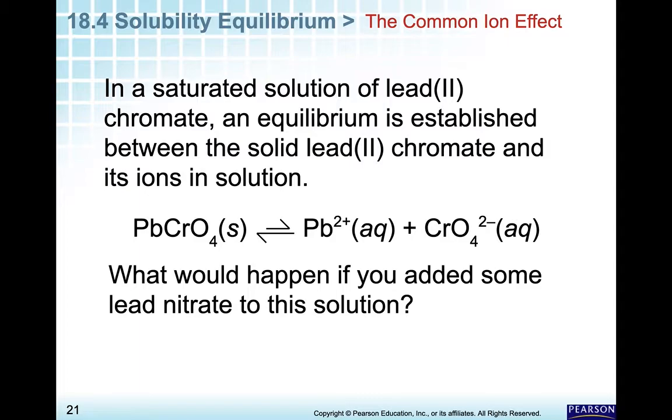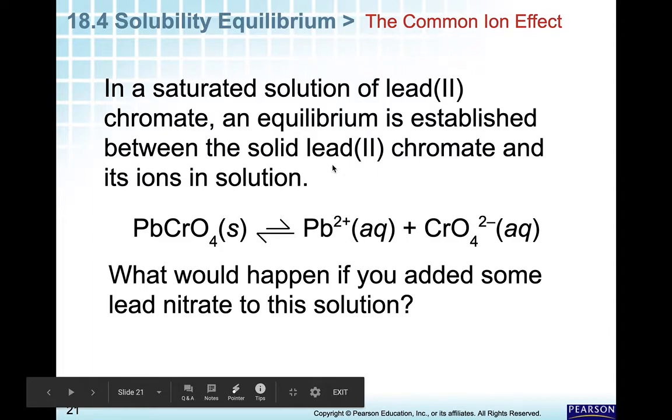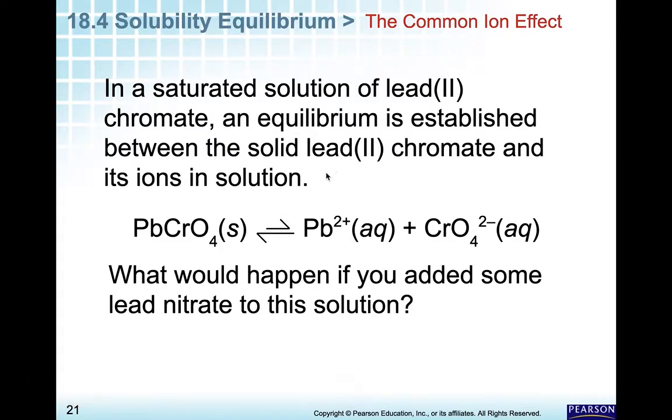Let's take a look at that same example as before, the lead chromate. Now we know this was something that was considered slightly soluble. It didn't break apart a great deal. So let's say we've already created a saturated solution of lead chromate. We've already established equilibrium between the solid and its dissolved ions. Now what would happen if we added lead nitrate? Lead nitrate is soluble in water. So think about adding the lead nitrate, and it starts breaking up into lead ions and nitrate ions. But wait, there's already lead ions in our solution.